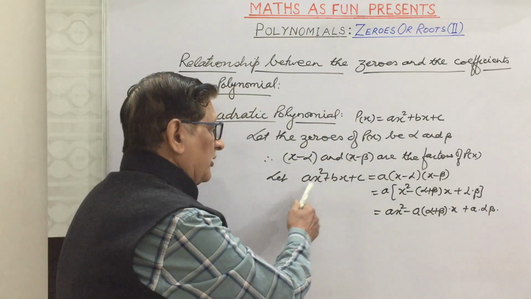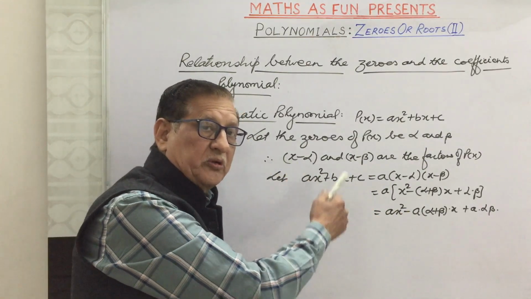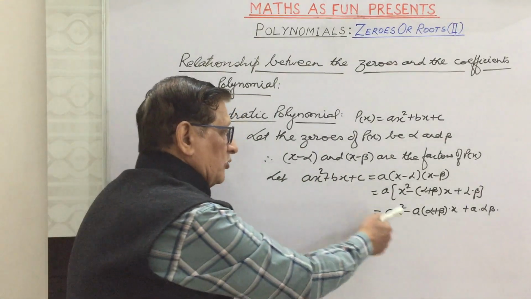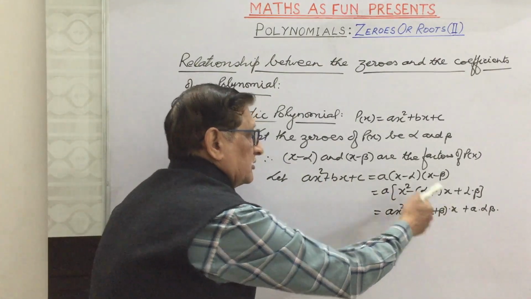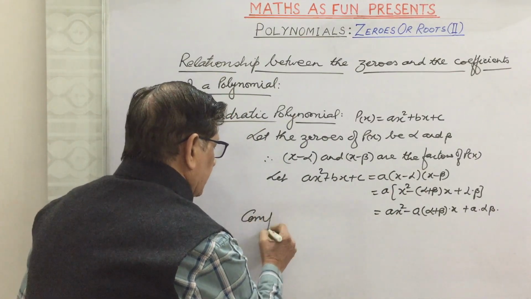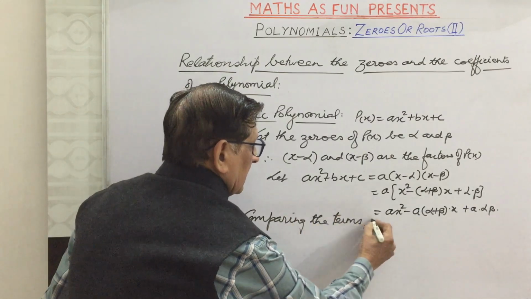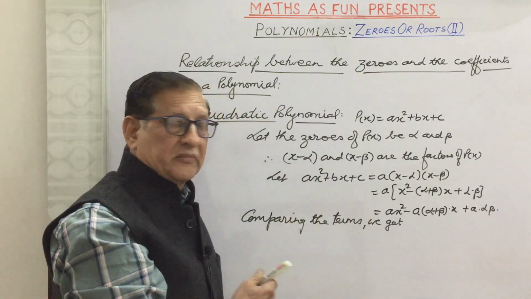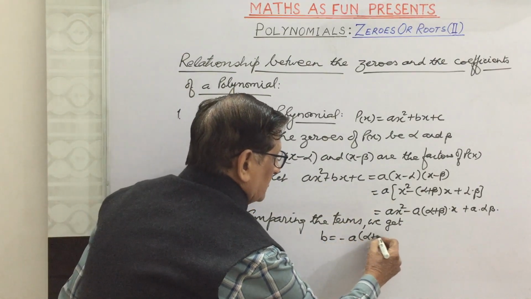Now we know that two polynomials are equal if the coefficients of their corresponding terms are equal. Here also these are two polynomials. So they are equal means the coefficients of x square, that of x, and the constant terms are to be equal. If we compare these, we get the coefficient of x square is same, a, the coefficient of x, that is b, is equal to minus a into (alpha plus beta).